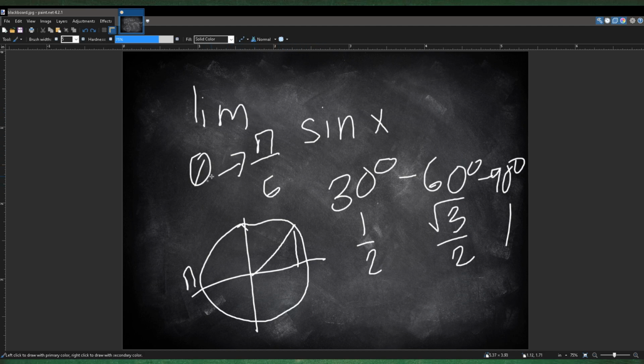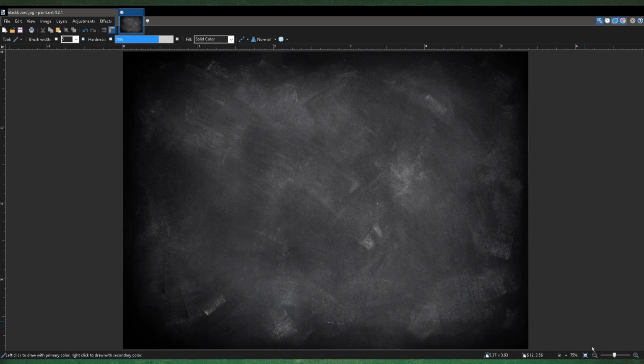So for the limit as theta approaches pi over 6 of sine of x, it will be equal to 1/2. This is very simple, because you could just plug in pi over 6 into x to get 1/2 as your answer, which is really, really simple. So that's the general idea of how it works for trig.